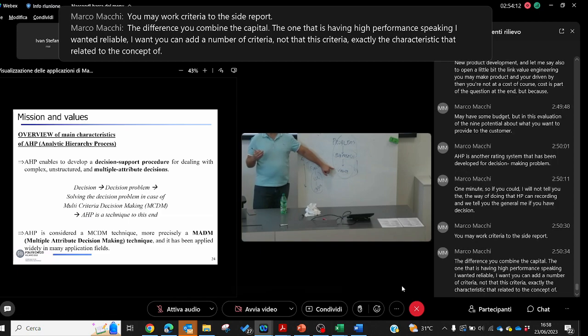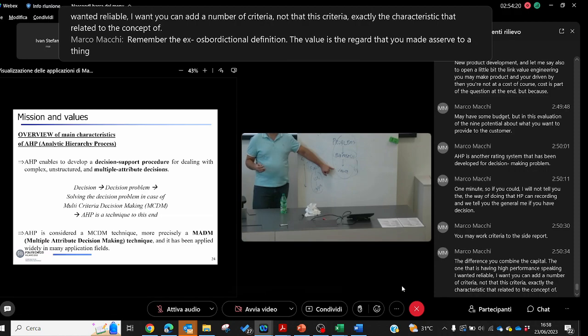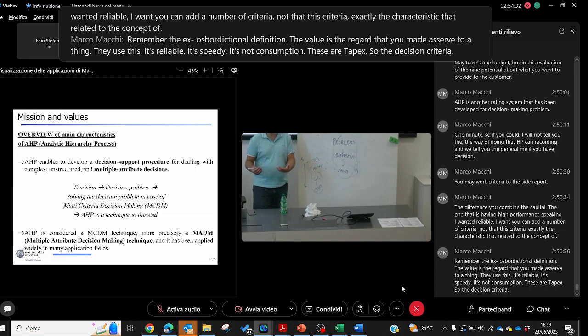Remember the Oxford Dictionary definition. The value is the regard that you may deserve to a thing, the usefulness. It's reliable, it's speedy, it's low consumption. These are characteristics. So the decision criteria, you might think that they are values characteristics.